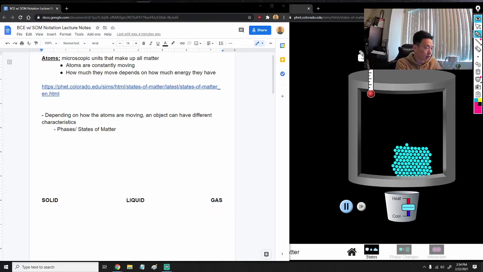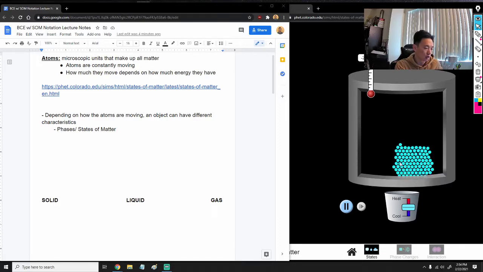are. Okay. So we learned before that atoms are microscopic units that make up all matter. Now the key thing to remember is that atoms are constantly moving. So if you take a look on the right here, we have this little simulation from a site called PhET, and we have a solid. Okay, so we know it's a solid because this object is keeping its shape, right?